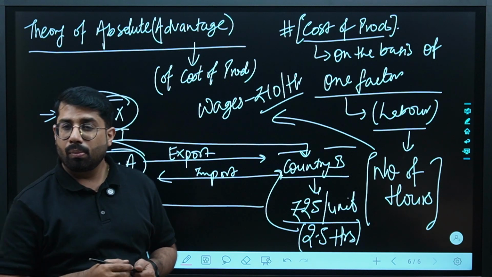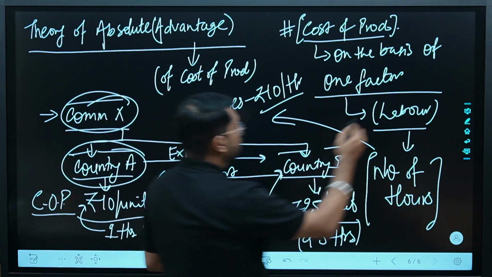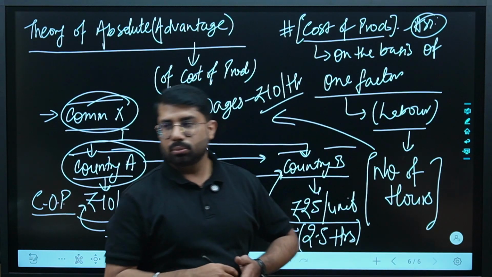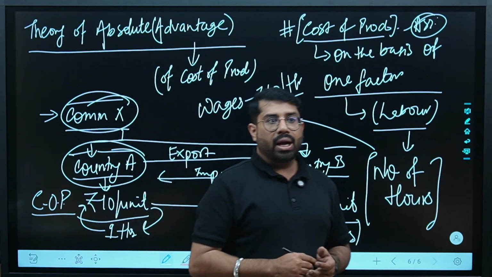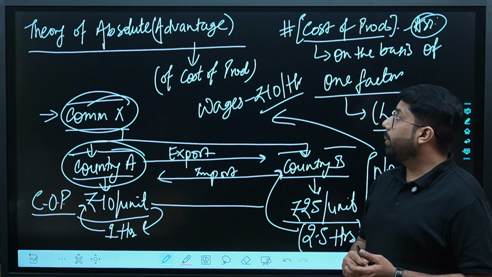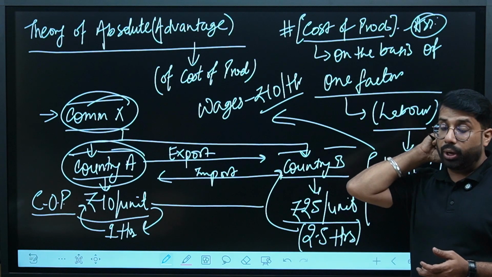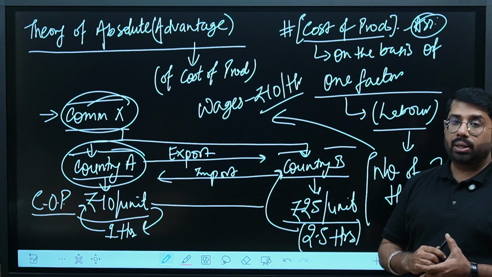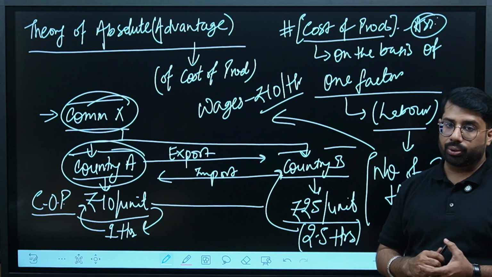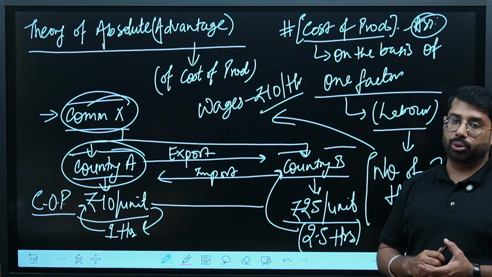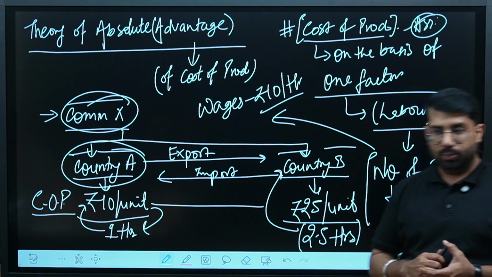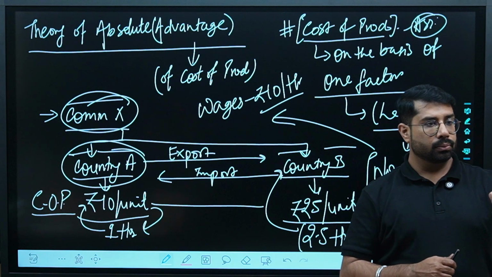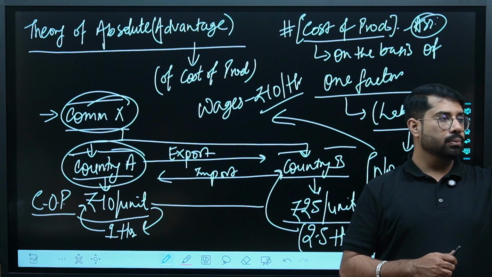What about other factors? This is an assumption here. We are assuming that for comparative advantage, the absolute advantage, it is only one factor we are taking to decide the cost of production. It is just the assumption. Are you clear?